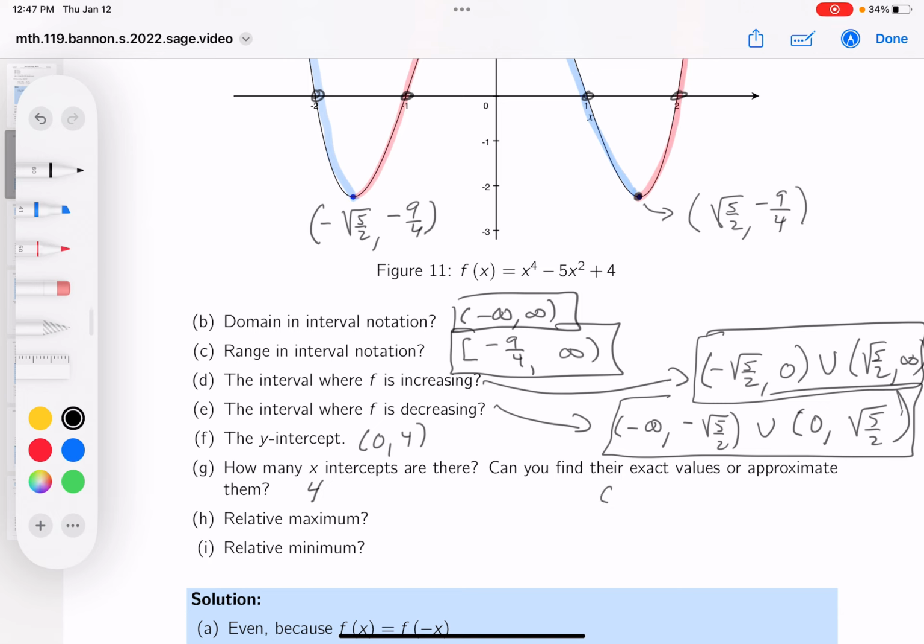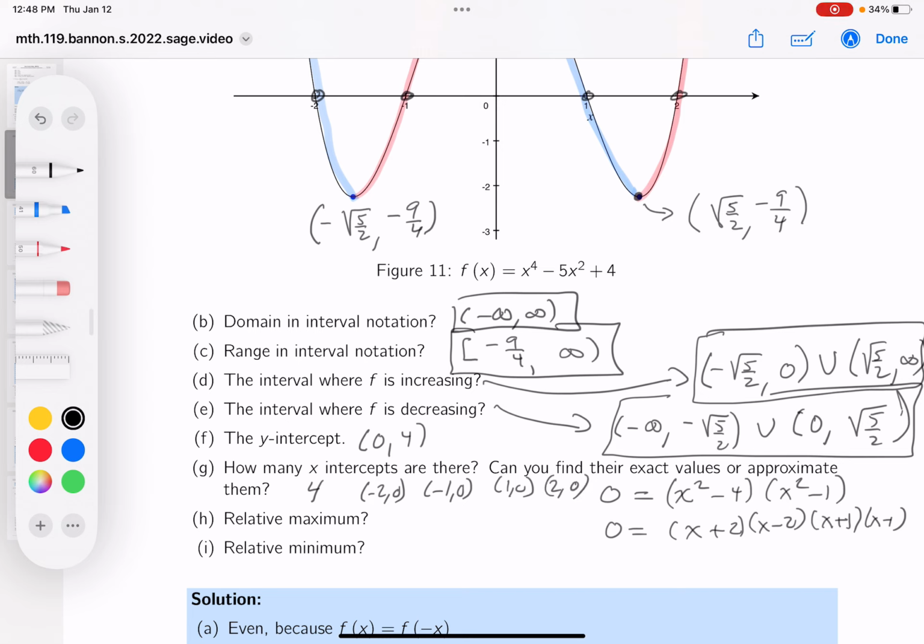Set the function to 0, and you factor it. That would be x squared, looks like minus 4, minus 1. I continue to factor it, and that would be x plus 2, x minus 2, x plus 1, x minus 1. Well, kind of as expected, I'm seeing that, but let me write them down for you. Minus 2, 0, minus 1, 0, 1, 0, and 2, 0. I'm kind of expecting that, by the way. So I'm going to put a circle on that, saying that's my answer to G.